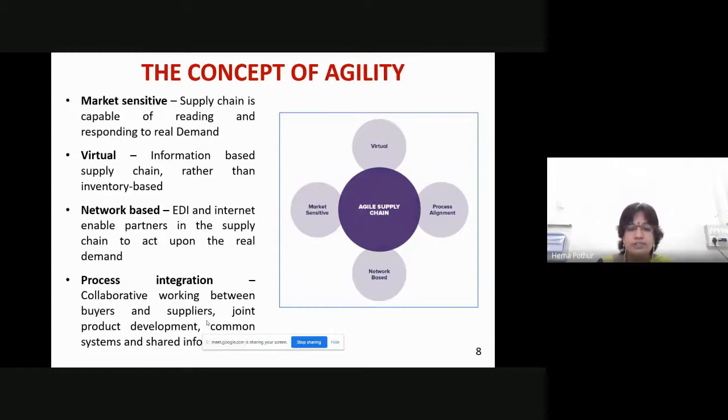All these will add once again to this market sensitivity. They are going to supplement the market with what the actual real demand is and what the needs of the customer are, and how exactly we are going to maintain the supply chain.